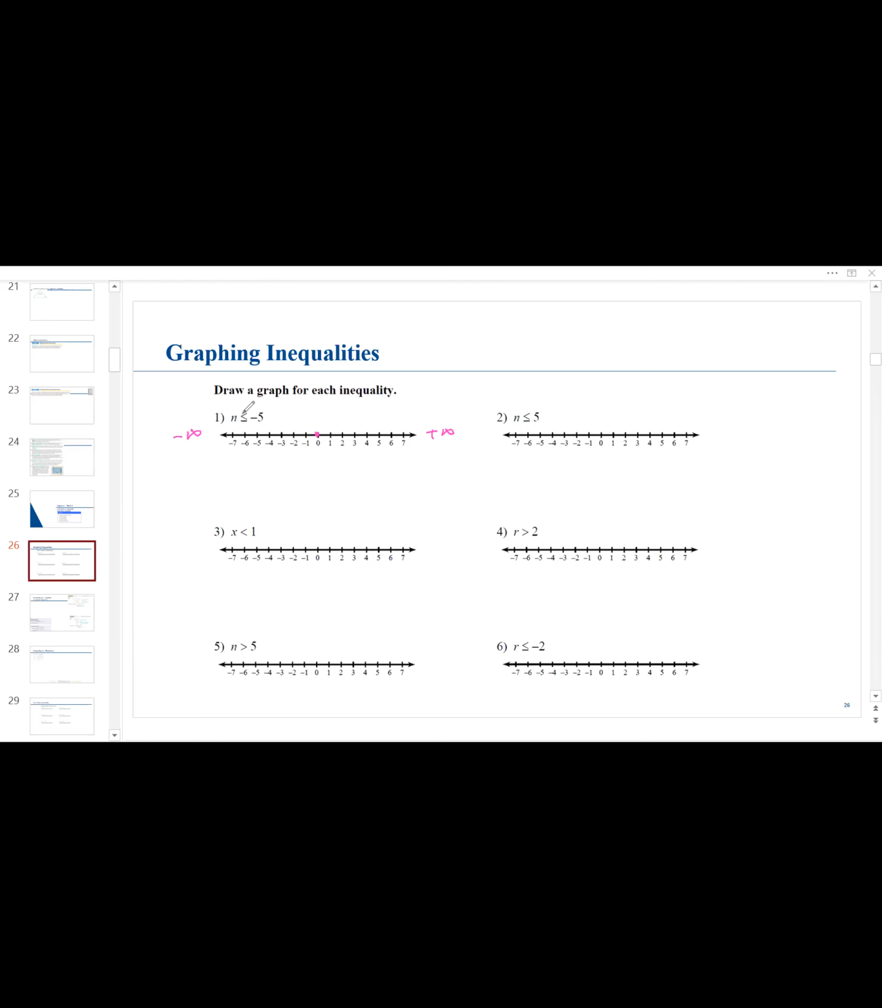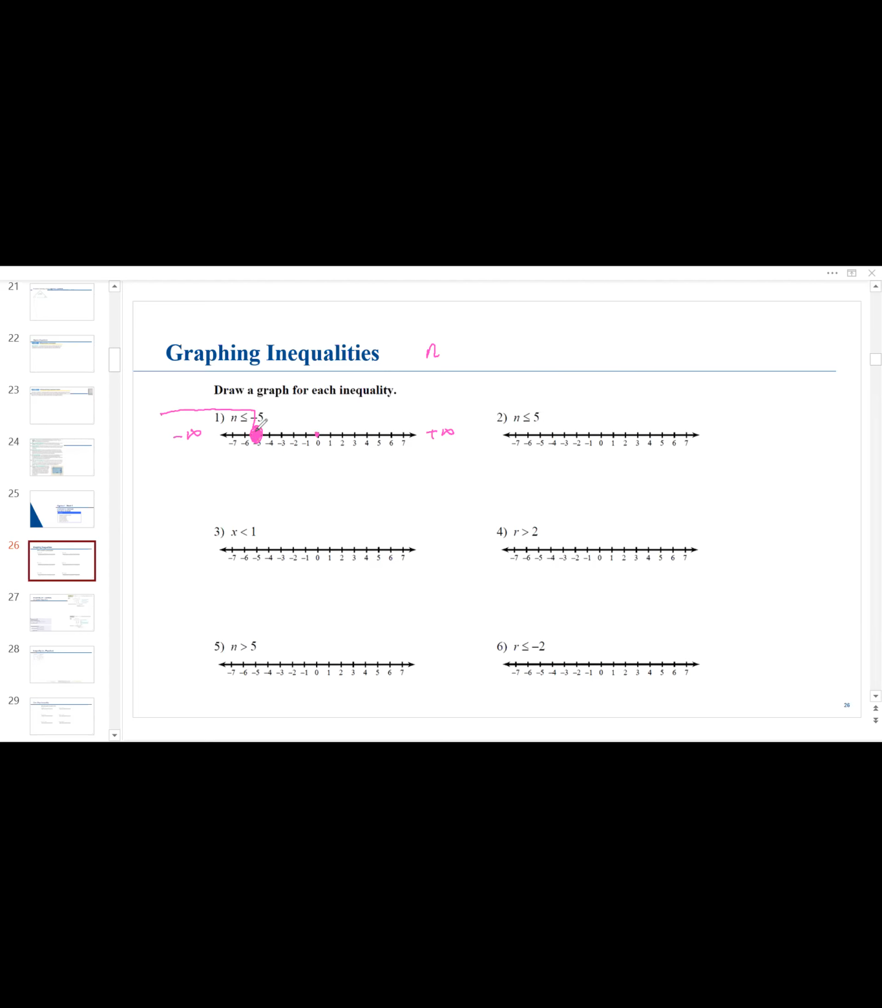So when you graph this one, n less than or equal to -5, we find -5 first. We find -5 is right here, right? Less than means the left part. They are including, so less than or equal to means including this point. So make this point dark.